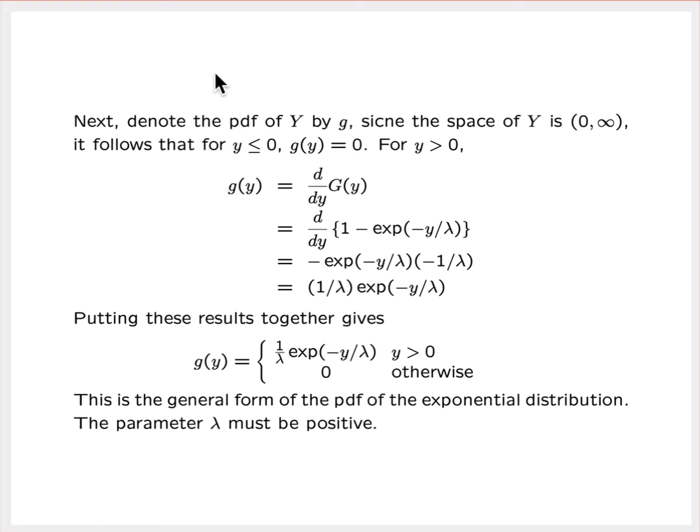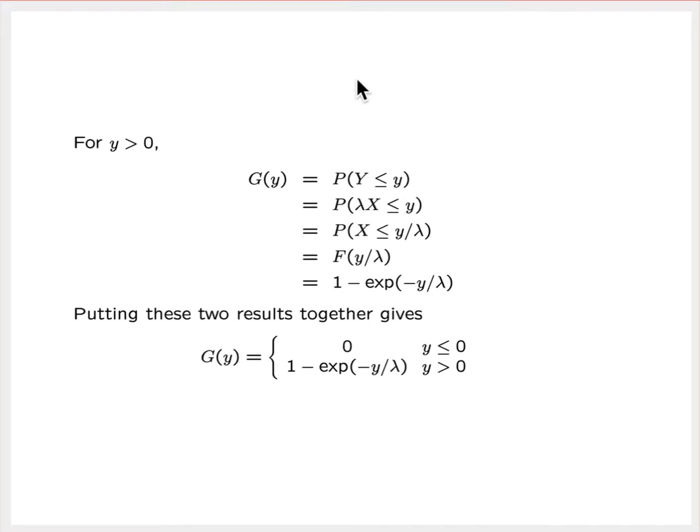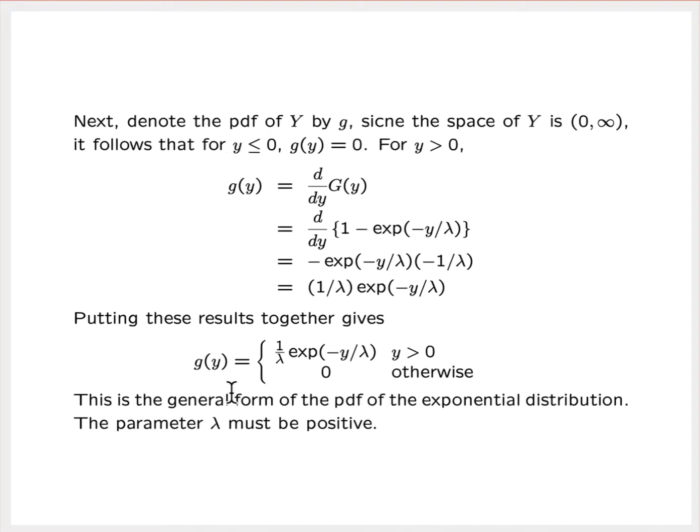Next, denote the PDF of y by lowercase g. All right, if we're going to use uppercase G for the CDF, we'll use lowercase g for the PDF. And since the space of y is the positive part of the real line, we know that for any value of y that is less than or equal to that lower boundary point, the PDF must evaluate to 0. So for any value of y not in the sample space of the random variable, the PDF evaluates to 0.